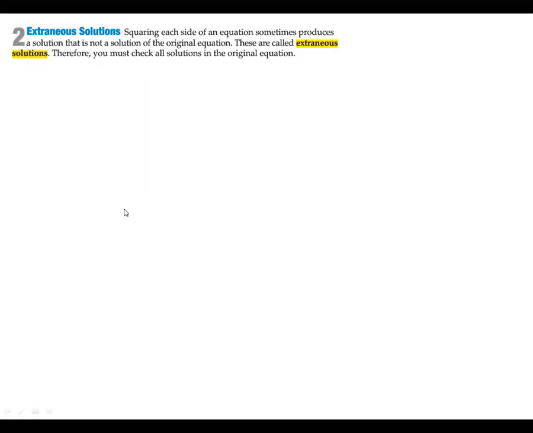So if the answer you get ends up putting a negative inside the square root, then it's not going to work. Or if the square root comes out to be equal to a negative number. So let's go through an example and a couple practice problems to show you what you need to do. The whole point of this is you always need to check your solutions in the original equation.